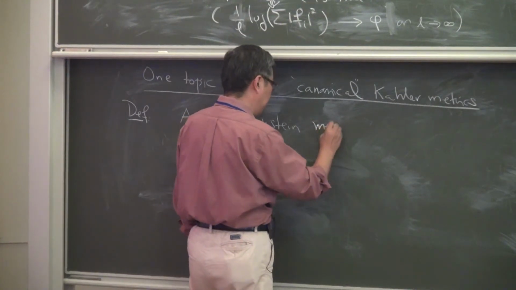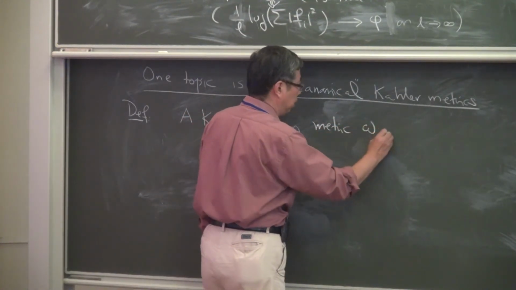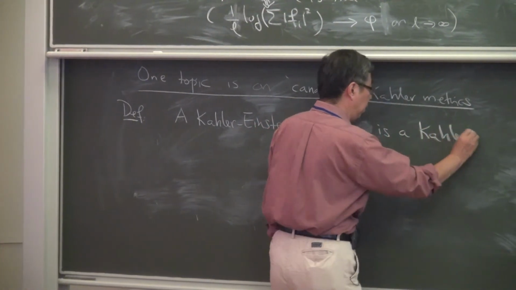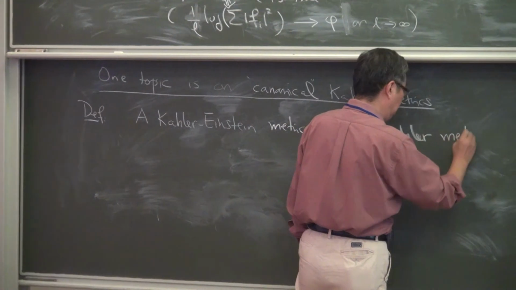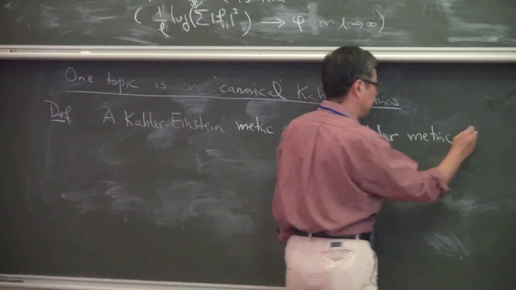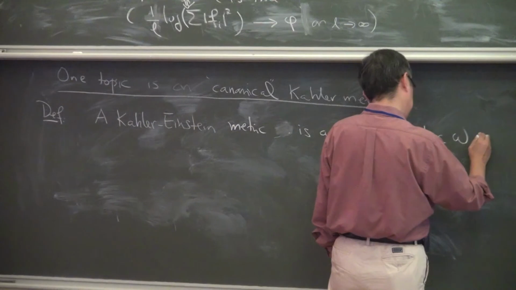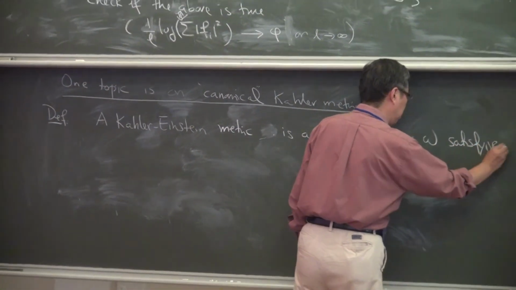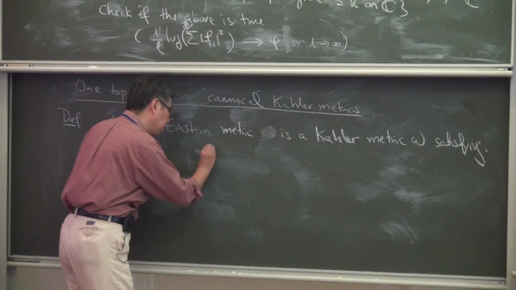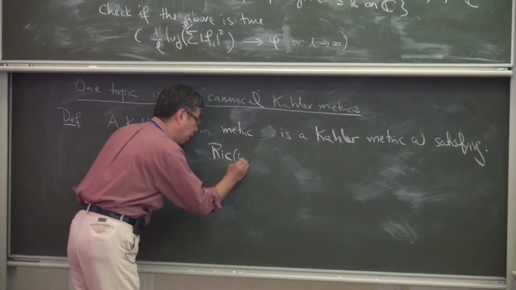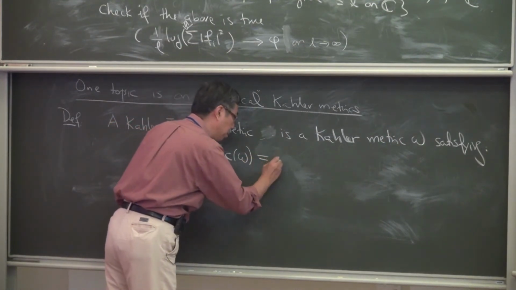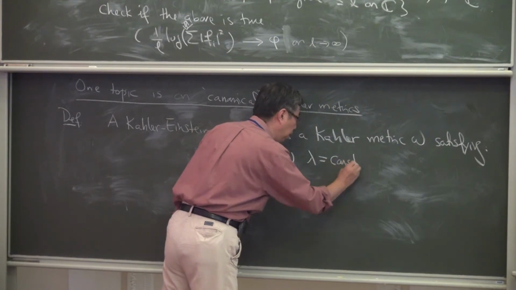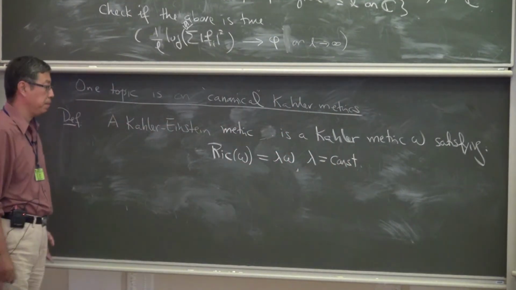So the metric omega is a Kähler metric, which is Einstein, satisfied. And the Ricci curvature of omega is lambda omega, where lambda is constant. It's constant. Okay.